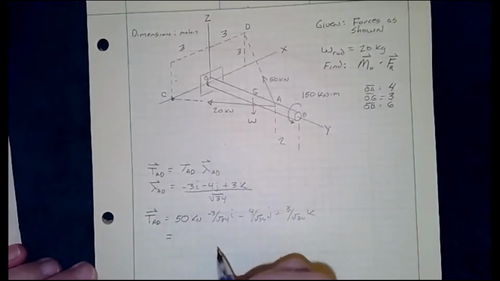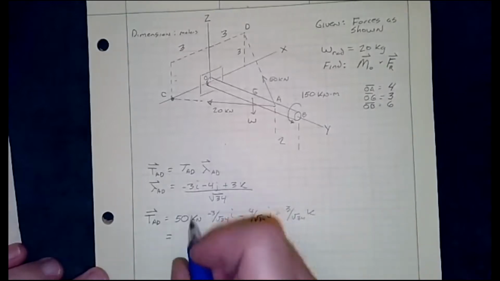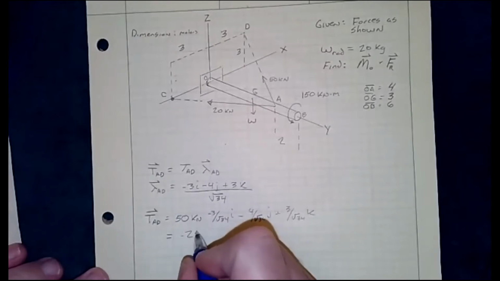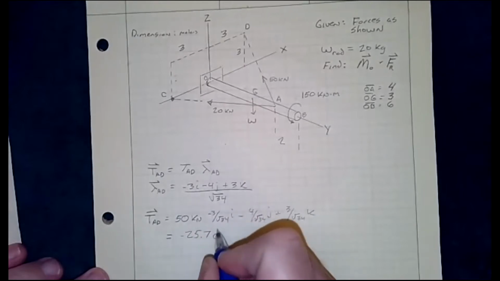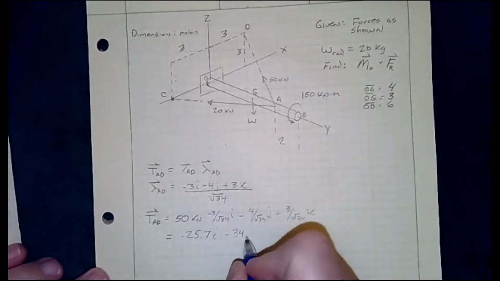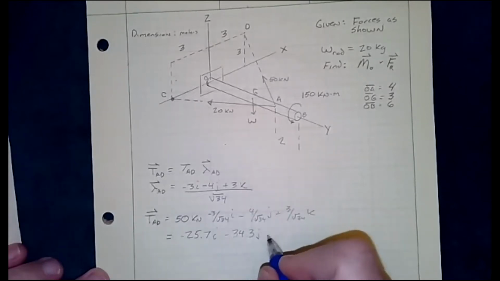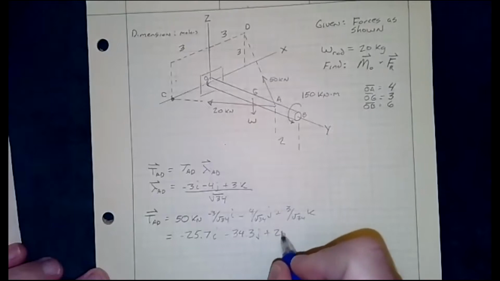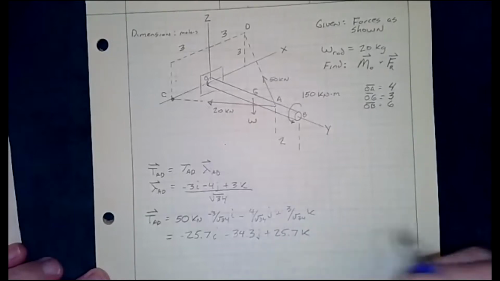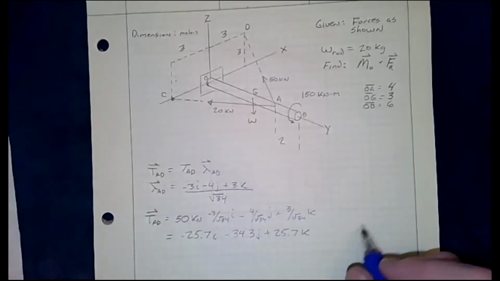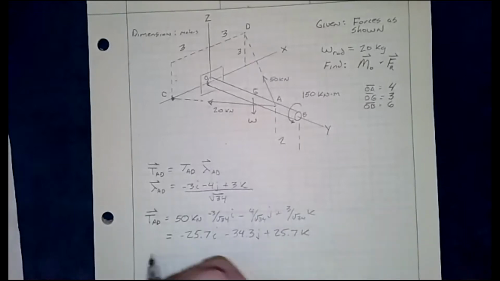And that gives me an answer of -25.7 I minus 34.3 J plus 25.7 K, and we know it's in kilonewtons. Then we'll also do the same thing for TAC.